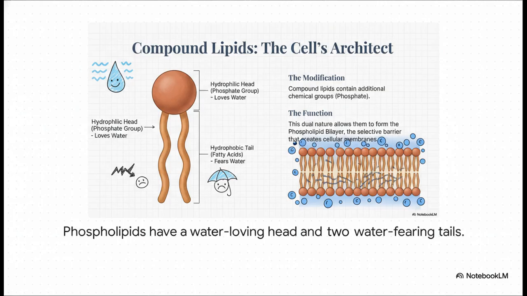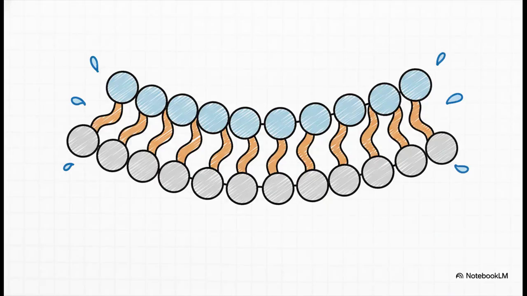Okay, now let's check out the compound lipids, and specifically phospholipids. These things are a total game changer. So you've still got the glycerol backbone and fatty acid tails, but one of those tails gets swapped out for a phosphate group. And this gives the molecule a split personality. It now has a hydrophilic head that loves water, and those hydrophobic tails that still hate it. And this love-hate relationship with water, well, it's pretty much the secret to life as we know it.